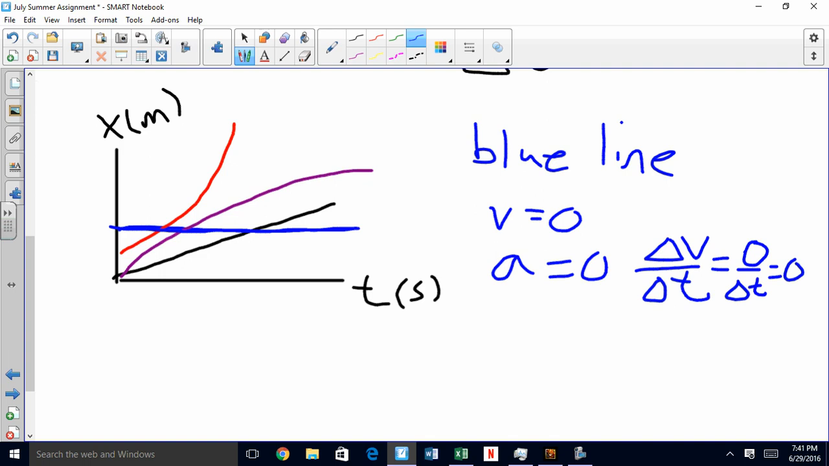Or let's say you're parked in the garage and you need to back out of it. As soon as you take it out of park, your velocity is still 0, but once you start backing up, your acceleration is not 0, and that would be a negative acceleration because you're going backwards. So just because your velocity is 0 doesn't mean your acceleration is. In this case, it is, but that's just kind of a coincidence. I'm going to look at the black line next.